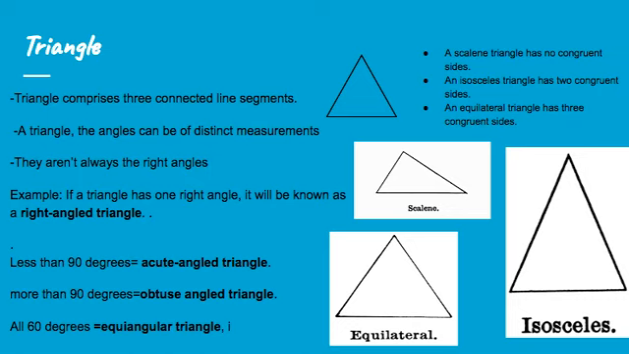If the angles of the triangle are less than 90 degrees, then it will be called an acute angle triangle. If any angle is more than 90 degrees, then it would be called an obtuse triangle. Lastly, there is the equilateral triangle, in which all angles are 60 degrees. And as you can see, we have the scalene, equilateral, and isosceles listed.